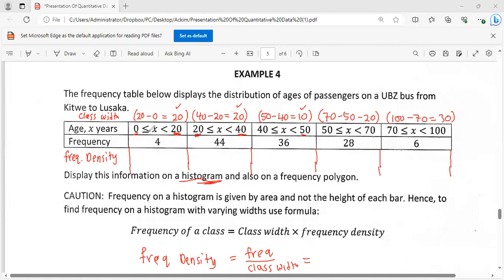Let us take the first group, where the frequency is 4. So the frequency is 4, and the class width is 20. So 4 over 20 is the frequency density of the first class. And what are we getting? 4 divided by 20 is 0.2. So this is the frequency density for the first class, 0.2.